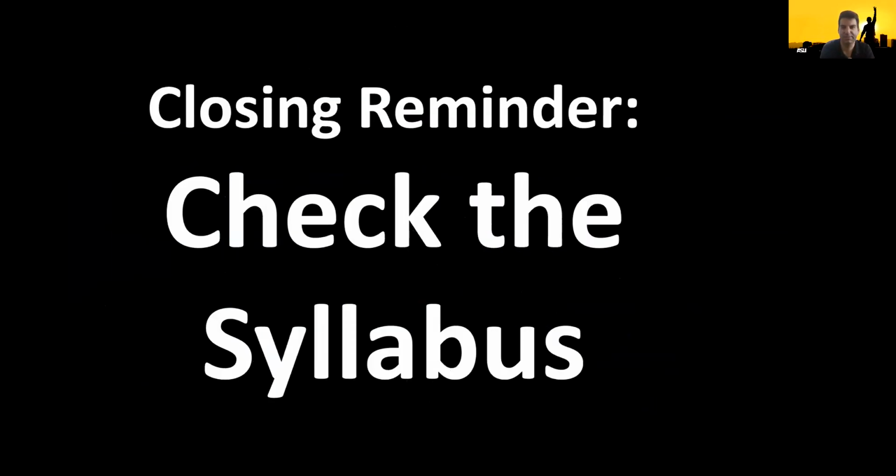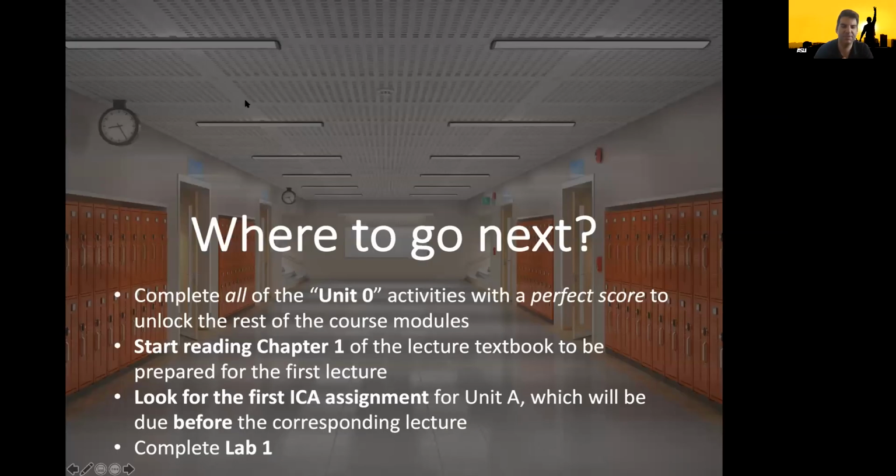Anything else? Check the syllabus. It's a great resource. That's the thing that's the most up to date. It's on Canvas. Check the syllabus. So with that in mind, the last thing that we have here is this slide, where to go next. You'll find that there's a Unit 0 on Canvas. You need to complete all of the assignments within that Unit 0, and they're basically just syllabus-related assignments in order to unlock the rest of the course modules.